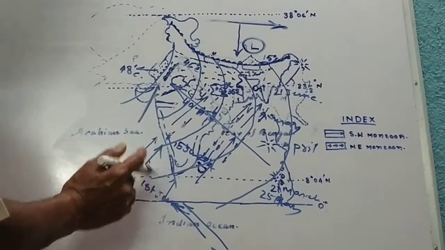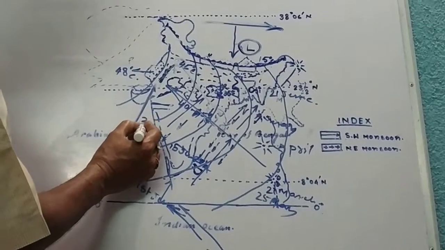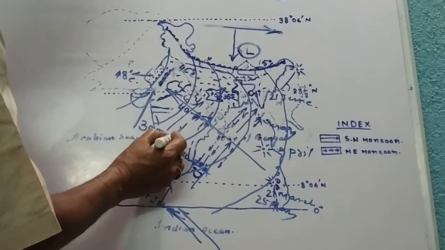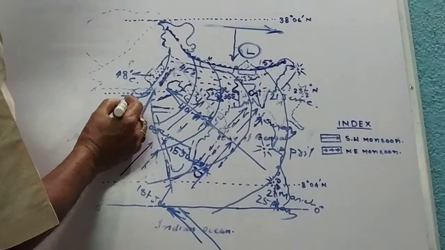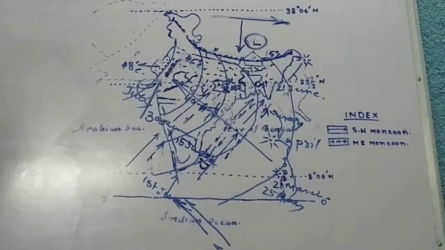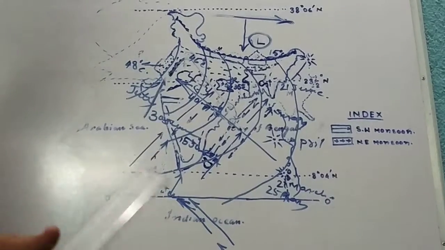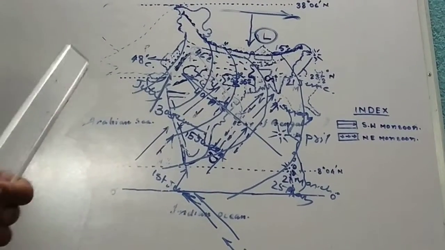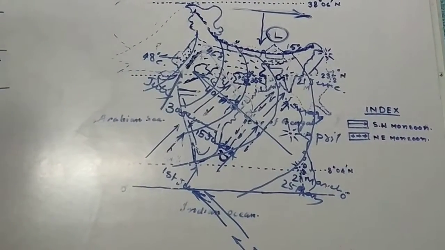It is 15th June, then 30th June and July. Gradually, the whole of India receives annual rainfall in this way. Now, I have to mention the origin of the monsoon.